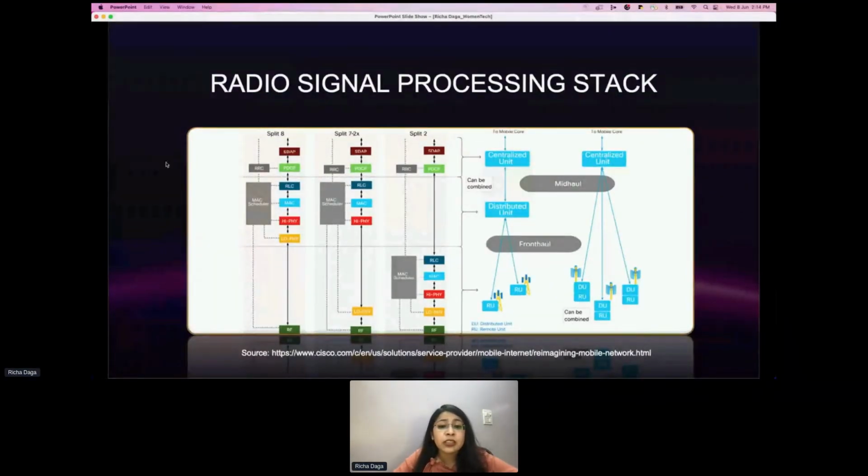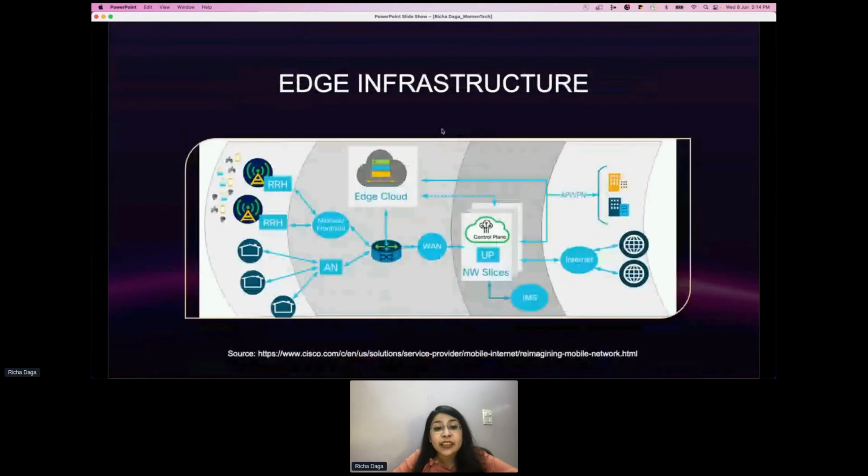If you would see here in the next slide, this is the edge infrastructure. This enables us to achieve the ultra reliable low latency use cases of 5G.